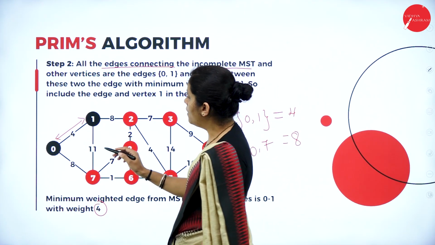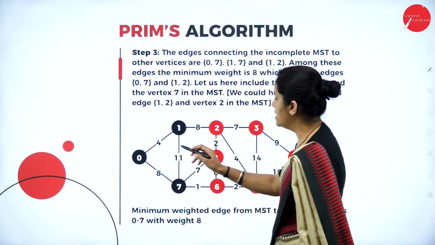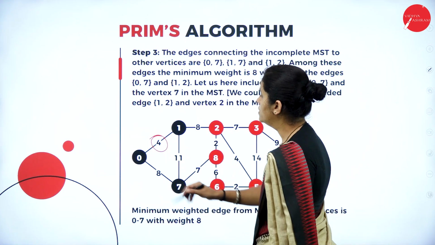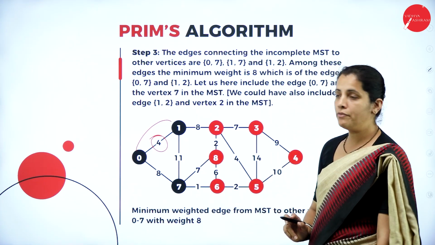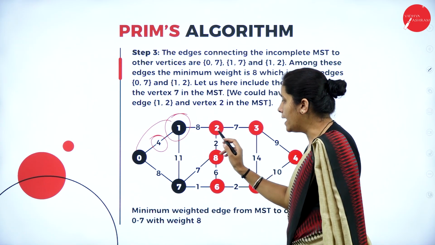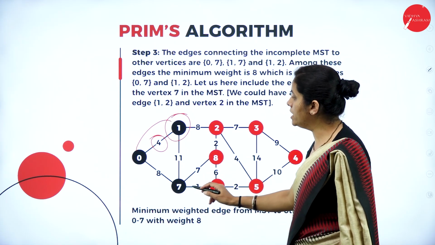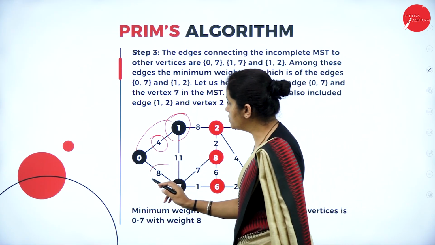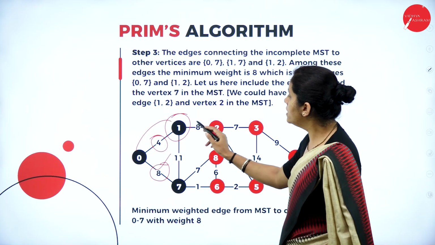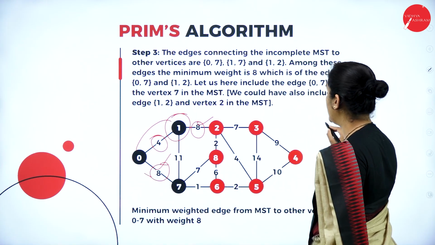Now, see here, I have chosen the minimum value 4, so 0 to 1 is over. Now, from 1, I can reach 2 and at the same time I can reach 7. But if I consider the previous one, I have 8, and here also I have 8. So what will I do? I'll go with this. So what is my spanning tree now?